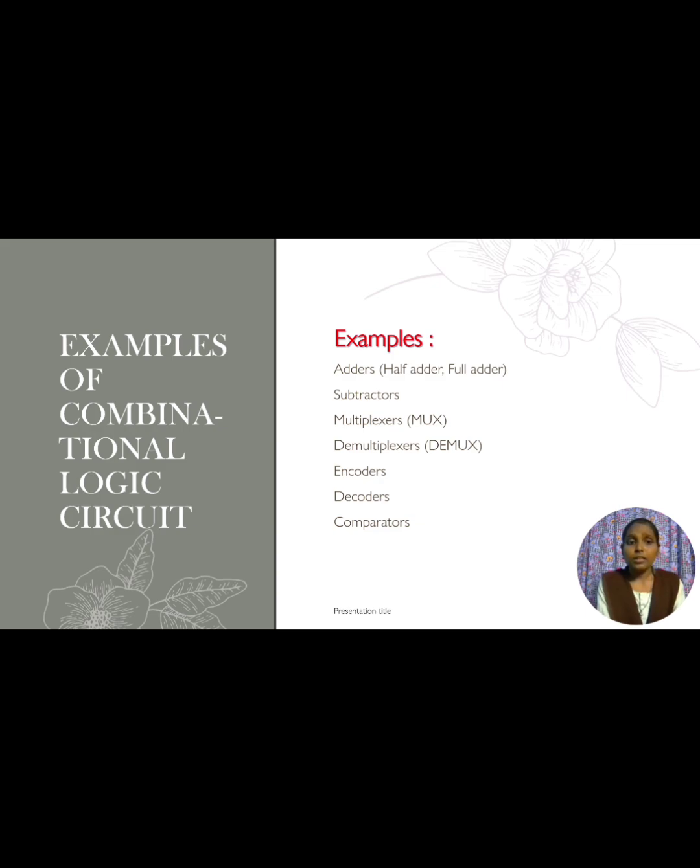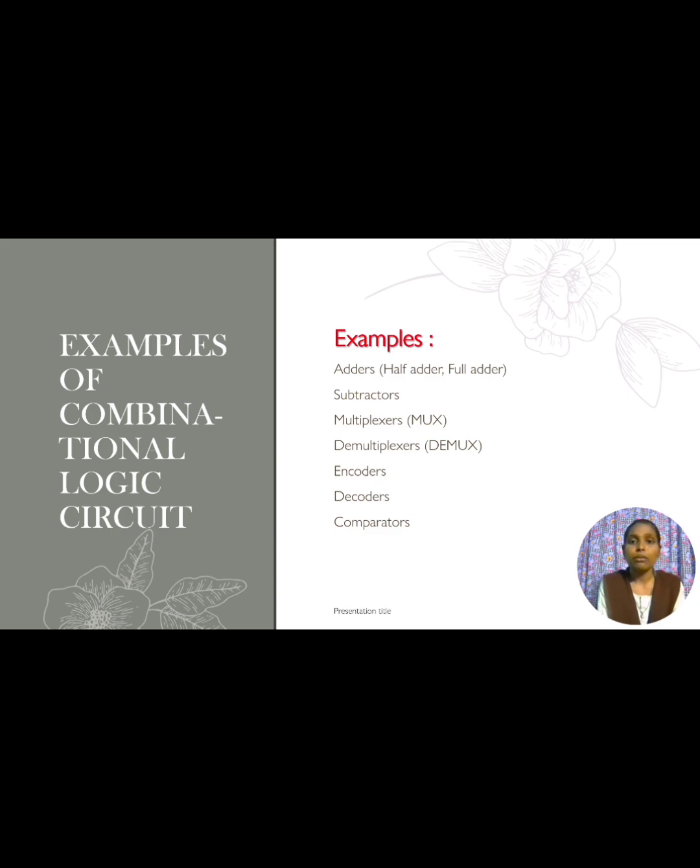Now we can discuss the examples of combinational logic circuits. For example, adders. There are different types of adders like half adder, full adder, and subtractors. Multiplexers, denoted as MUX, and demultiplexers, denoted as DEMUX, and encoders, decoders, and comparators. These seven are the best examples of combinational logic circuits.